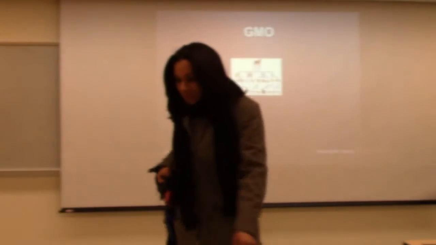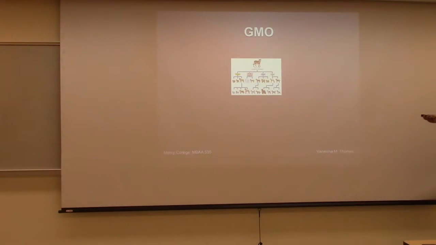What are GMOs? Mankind has been manipulating food for thousands and thousands of years through selective breeding. You know, we have dogs from the gray wolf, and corn.